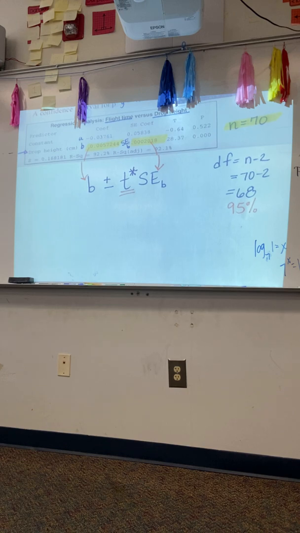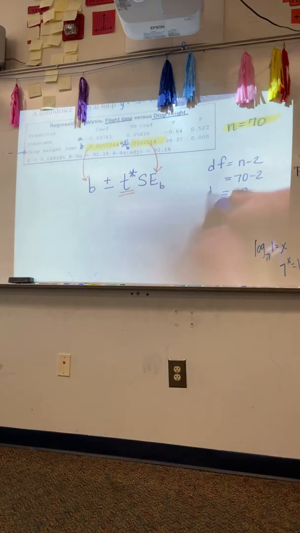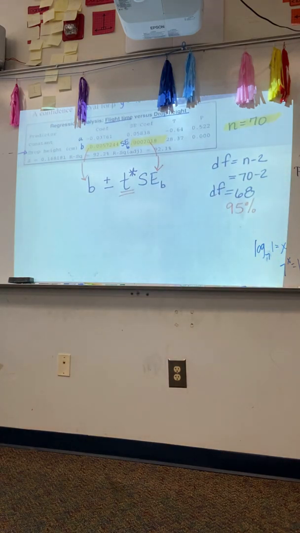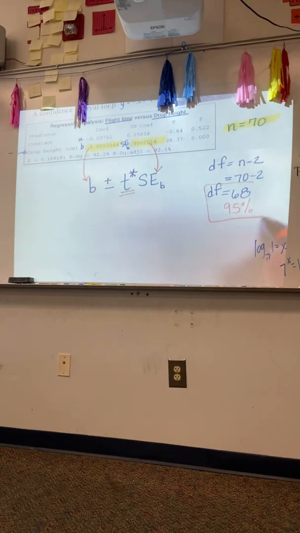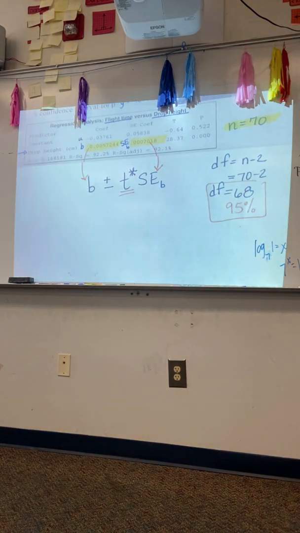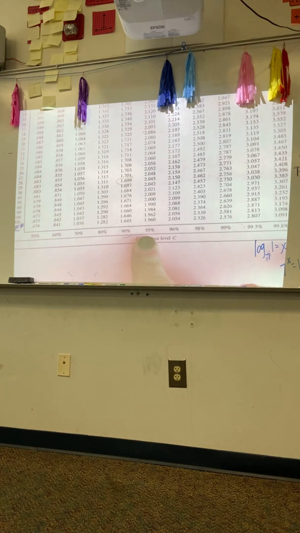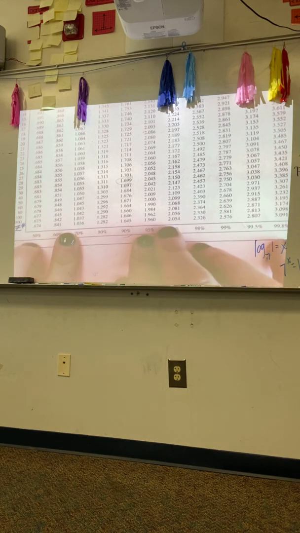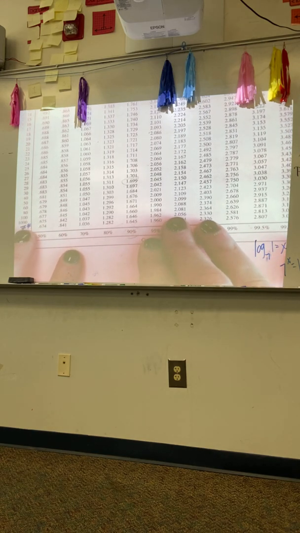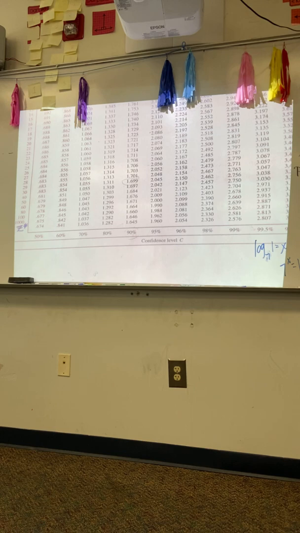All right, so get out your sheet. So our degrees of freedom, we're down at 68 degrees of freedom. And we're at 95%. So these are the two things that we're going to use to look it up. So first, I want y'all to go to 95% at the bottom of table T. And then we're going to go up to 68 degrees of freedom. But can we go up to 68 degrees of freedom?